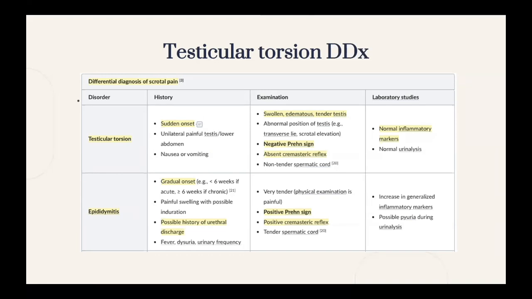Another important sign is that testicular torsion presents with an absent cremasteric reflex, whereas epididymitis still has a normal, positive cremasteric reflex. There are also normal laboratory findings in testicular torsion, whereas in epididymitis we might see inflammatory markers. So high WBCs, positive acute phase reactants such as CRP, ESR, or ferritin.